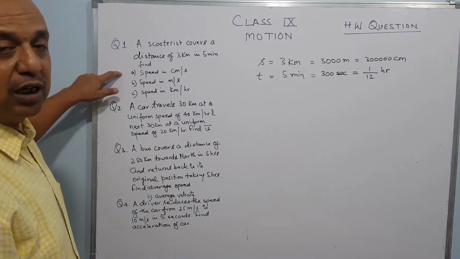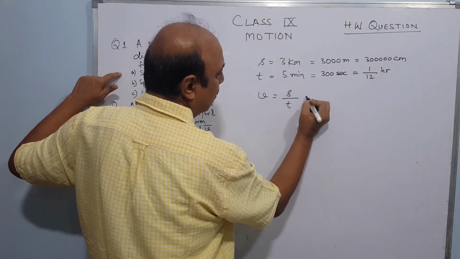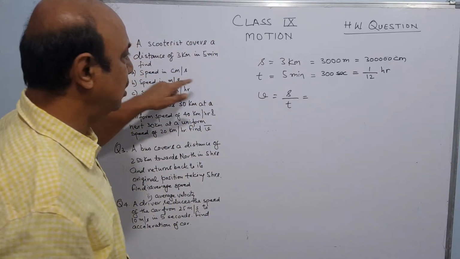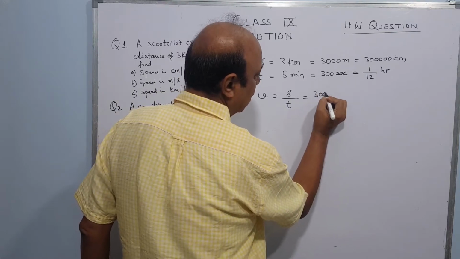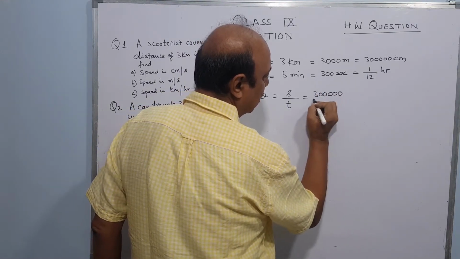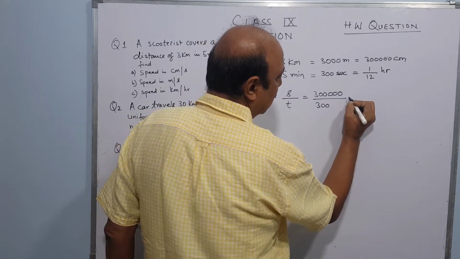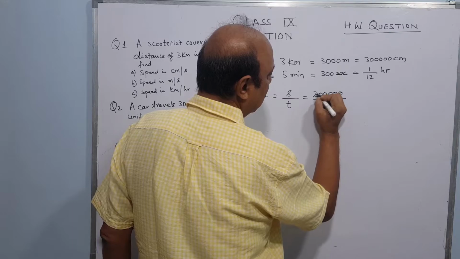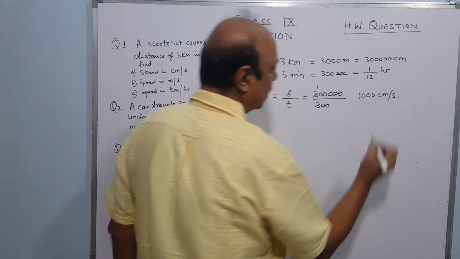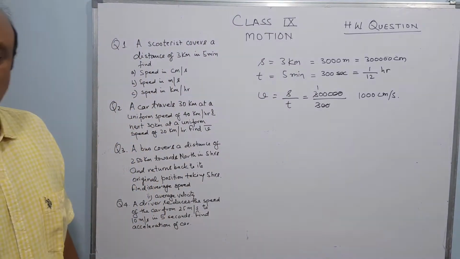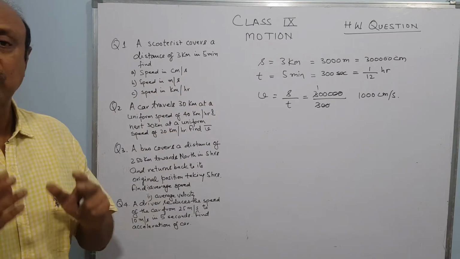Speed in centimeters per second. Speed is equal to distance upon time. Now what we want? Centimeter. How many centimeter? 3 lakhs. Seconds, 300. So if I cut it, I get 1000 centimeter per second. It was very easy. It becomes more easy when we follow certain rules.